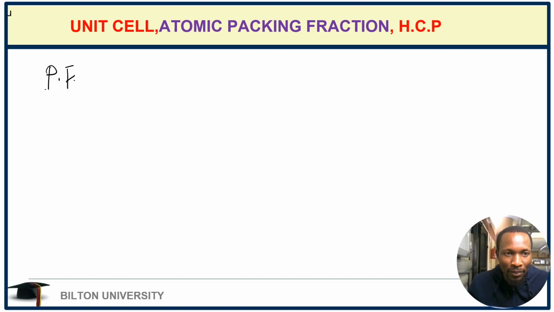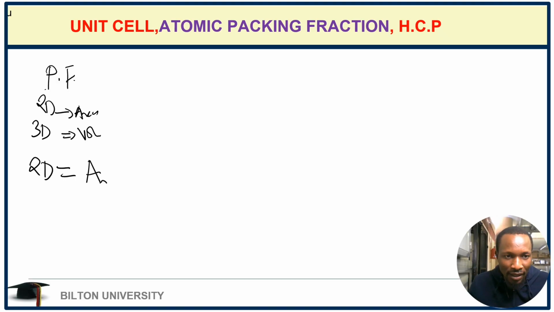H.C.P can be projected in 2 dimensions and also in 3 dimensions. In 2 dimensions, we focus on the area of H.C.P, while in 3 dimensions, we focus on the volume. So, for today's class, we are going to look at both 2D and 3D because the two are related somehow. So, let's start with the 2D. In 2D, we will focus on the area of the atom divided by the total area.